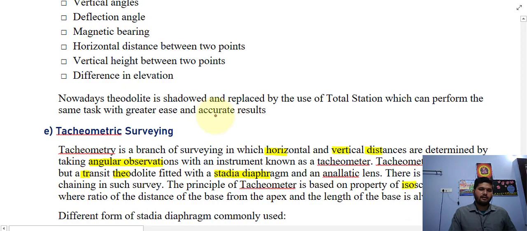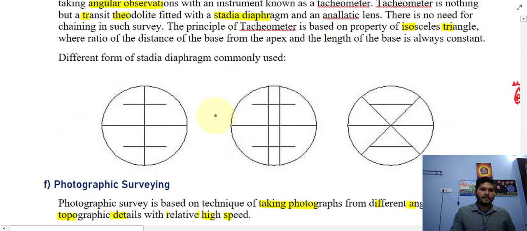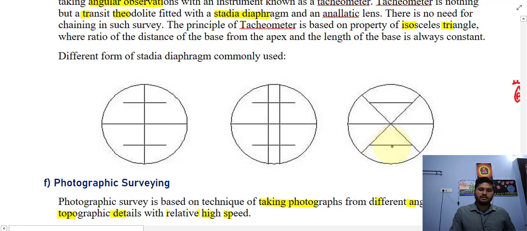Tachometric surveying, in which we use a transit theodolite, and the linear measurement is not done by the chain or tape. This linear measurement is done by the instrument only. So this is the tachometric survey. These are the different types of stadia.